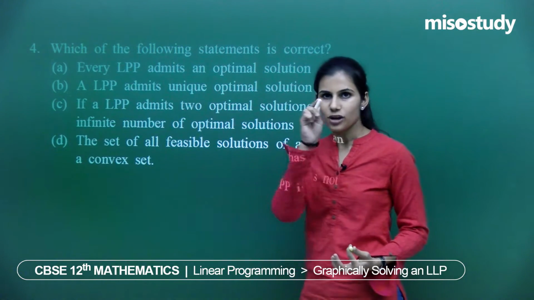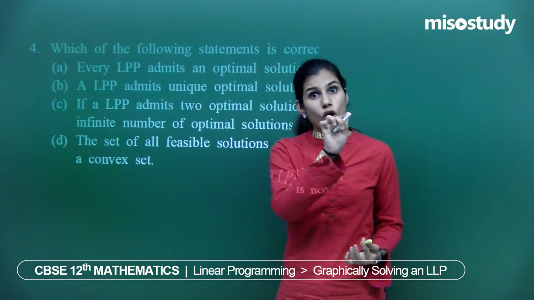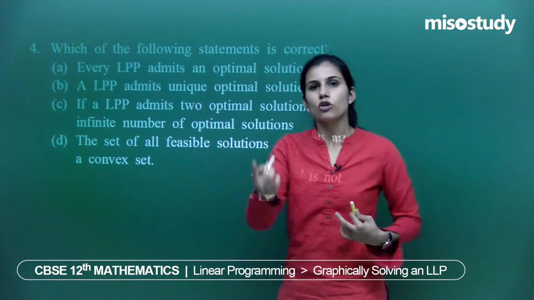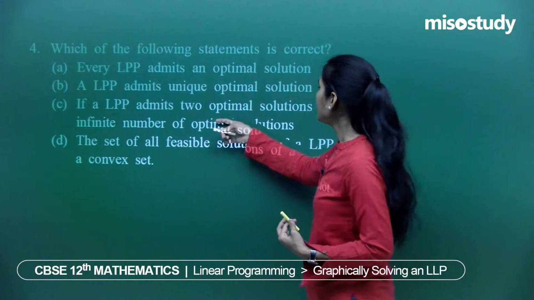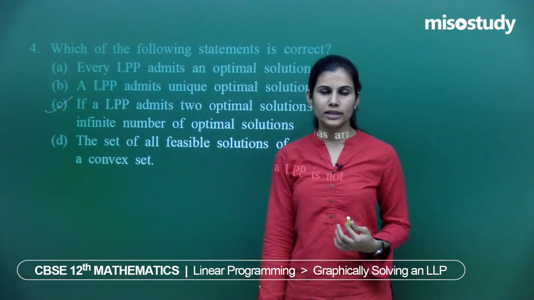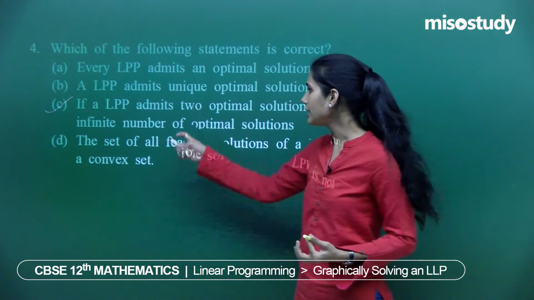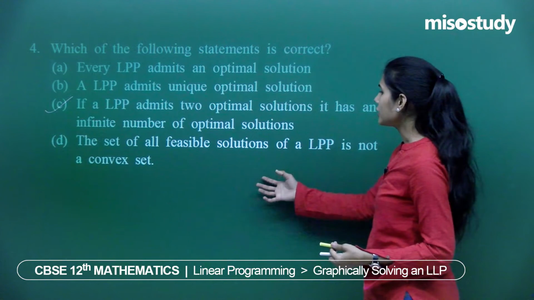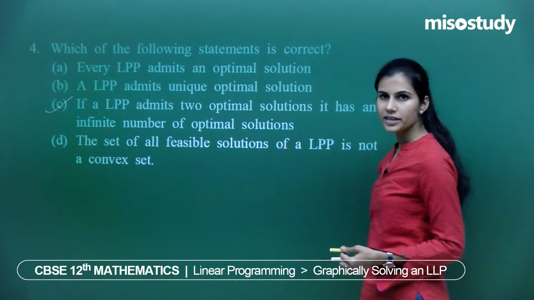This is true. If you have 2 optimal solutions, then all the points on the line segment joining those 2 optimal solutions are also optimal solutions. So whenever an LPP admits 2 optimal solutions, all the points on the line segment joining them are also optimal solutions. So there are infinite number of optimal solutions. Clear? And then it is written the set of all feasible solutions is not a convex set, which is false.